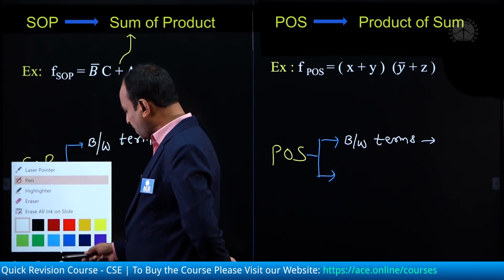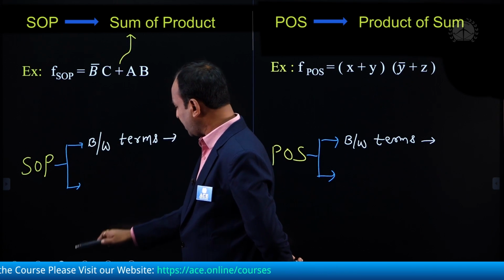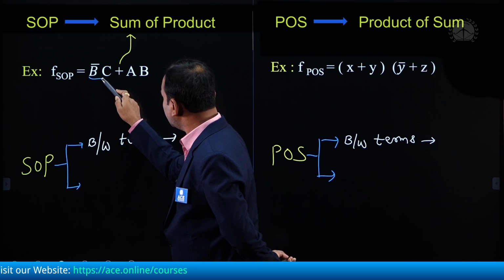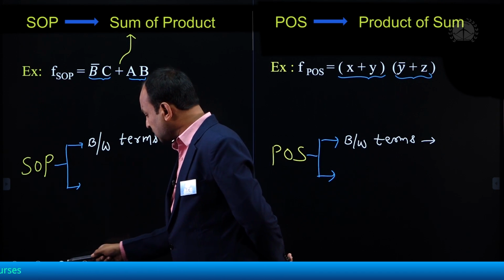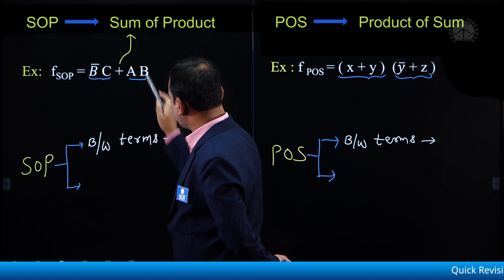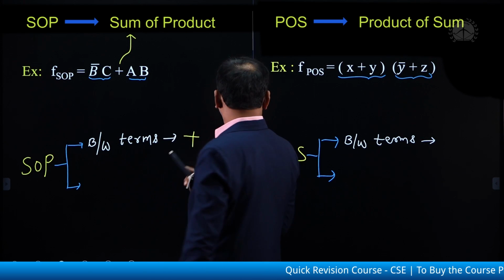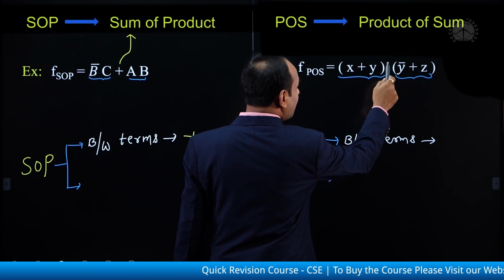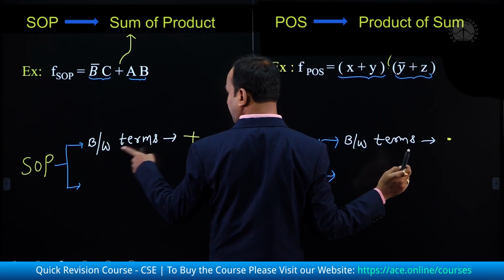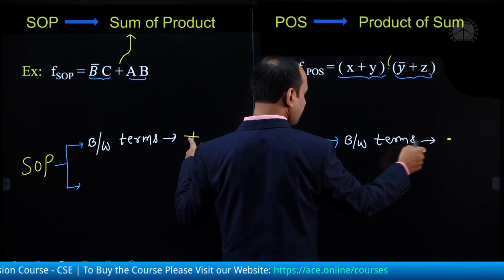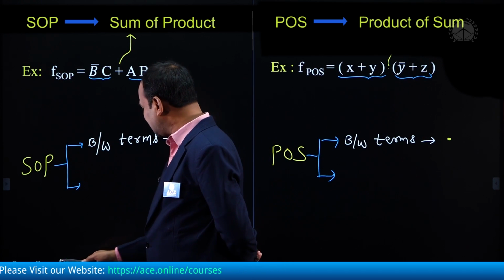Respond, dear students, between the two terms, this is one term, this is one term. Am I correct? This is completely one term. This is one term, this is also one term. Between the terms, what is the operator here? Sum. So I am writing the plus symbol. That is a sum. But between the terms here, what is the operator? Product. So I am writing the product symbol. This is the major difference between the SOP and POS: between the terms, plus in one, and product in the other. Now one more major difference here.